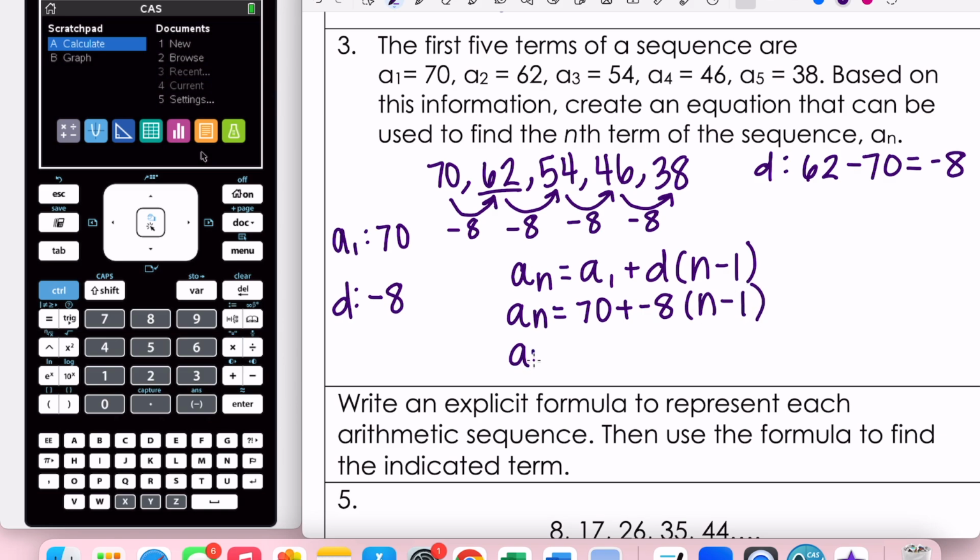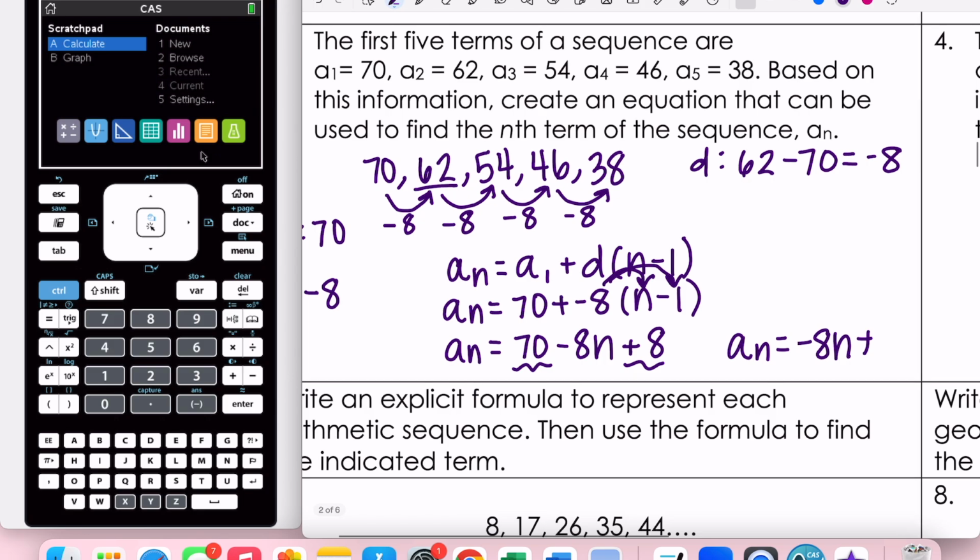Next step, distribute. a sub n equals 70 plus negative 8 times n, which is negative 8n. Negative 8 times negative 1 gives us a positive 8. So from here, last step, combine like terms. 70 plus 8 gives us 78. So here, a sub n gives us negative 8n plus 78. So here is my final answer for this problem.